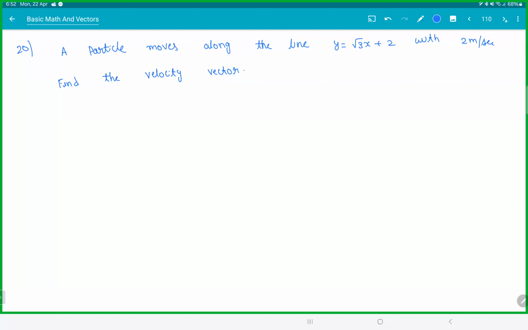I cap plus root 3 plus 2 j cap, or root 3 j cap.